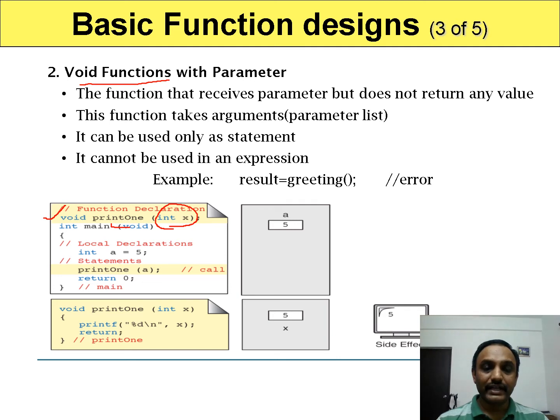Observe this one, we are taking a value as 5. We are calling the function print1 with a value. So the value is assigned to x. So here a is the actual parameter, x is the formal parameter. Now x value is 5 and we are printing the x value. We are not returning anything. So that is a void function. Like that we can take the second basic function design, void functions with parameters. So that is without return type and with parameter.